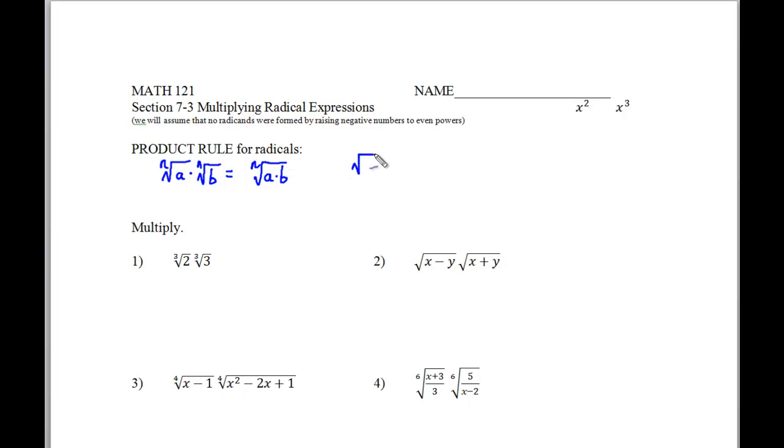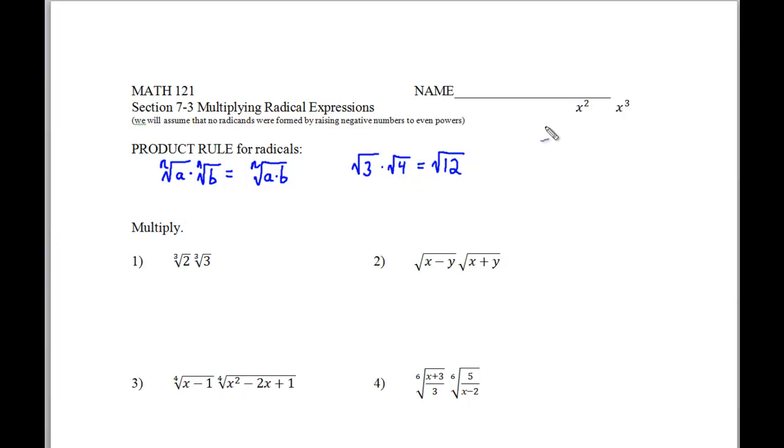For example, if we have the square root of 3 times the square root of 4, this will give us the square root of 12. And what we're going to learn is how to take this and break this down later on in this section using the product rule.